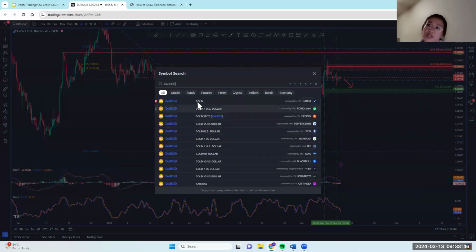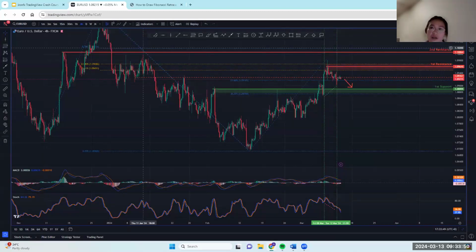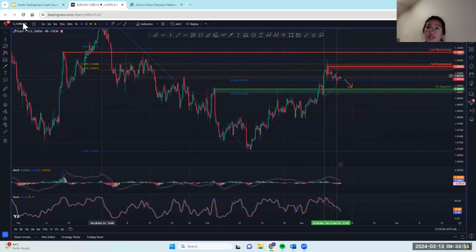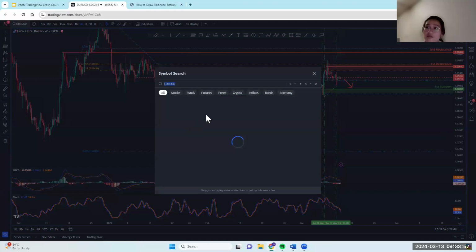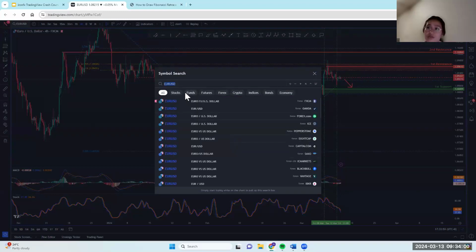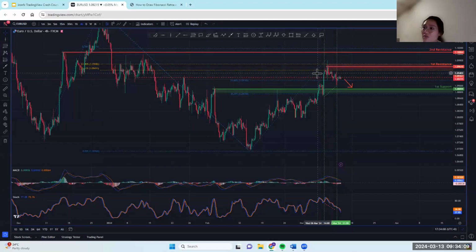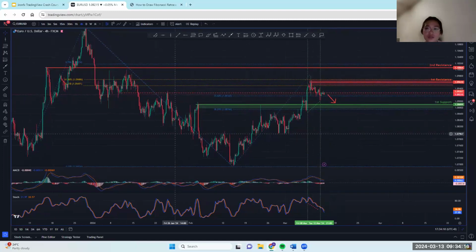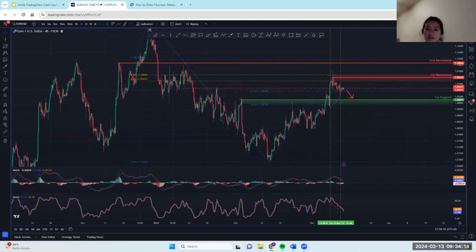So, if you're looking at, oh yes, I wanted to talk about correlation as well. So basically, you just click on this search bar and you can search whatever symbol you are looking for. And these are the list of brokers that you can select from. Typically the prices and the charts would be about the same between brokers.